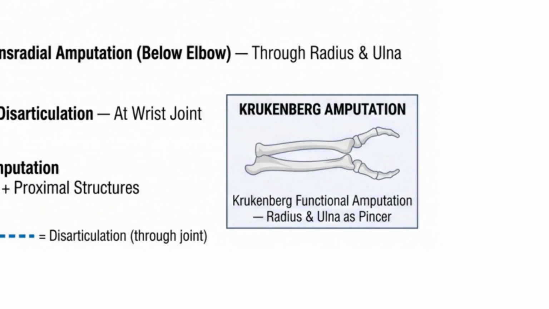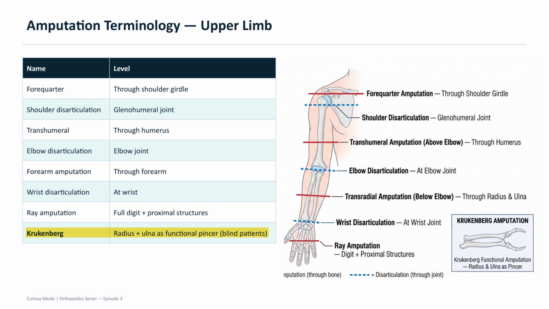And then there is Krukenberg amputation, which deserves special attention. This is a forearm amputation where the radius and ulna are separated and used as a functional pincer, essentially like a crab claw. It has a very specific and important indication. It is used in blind amputees to restore grip. A blind person cannot use a standard prosthetic hand effectively because they rely entirely on sensory feedback. With a Krukenberg amputation, the two bone segments retain their sensation and can grip objects. Very unique concept, very frequently asked.